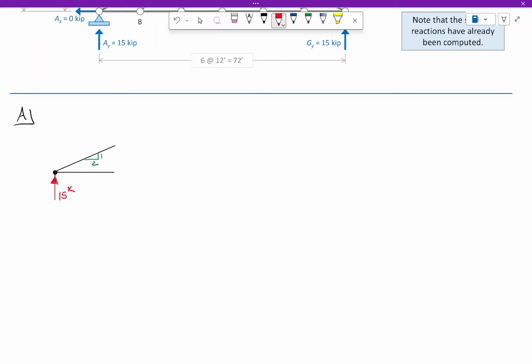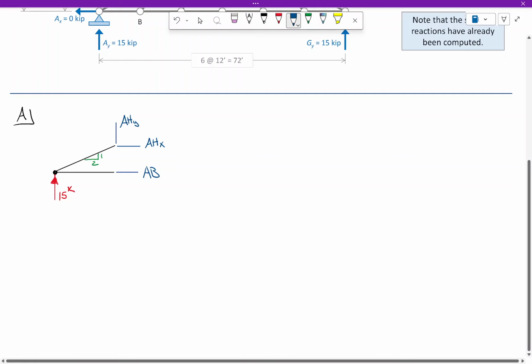Okay. So that means we've got unknowns to solve for. So we have a diagonal. So I'm just going to draw myself a line like that. And a line like that. And a line like that. So we'll call this, what is that? AH. So we'll call this AHY, AHX. And call this line AB. Okay.